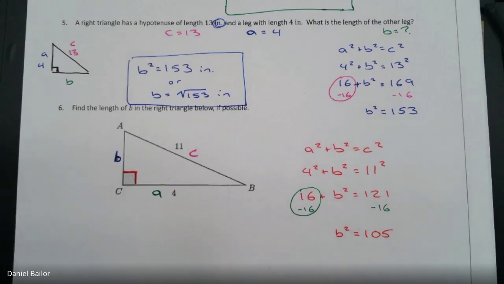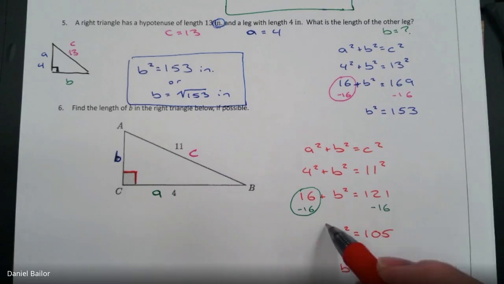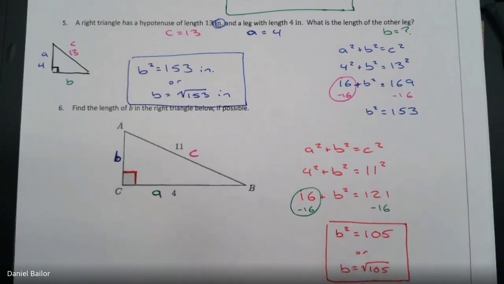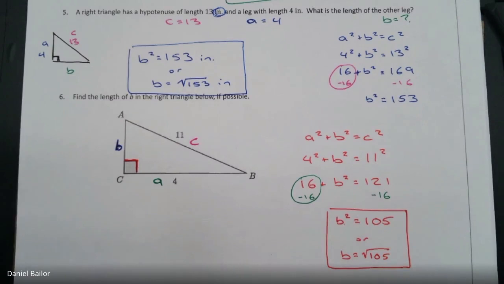And again, that is not a perfect square. The answer is somewhere in between 10 and 11, because 10 times 10 is 100, 11 times 11 is 121, and 105 is somewhere in the middle. So we're going to stop right here, and we can say B squared equals 105, or B equals the square root of 105. B times B is 105, but B by itself is going to be the square root. And that's the answer we have for exercise 6.